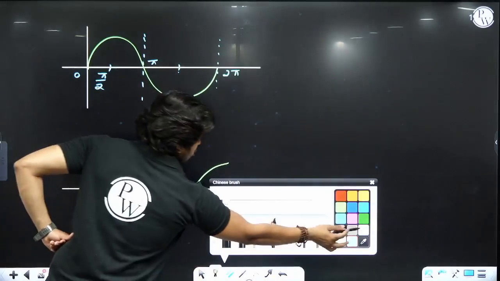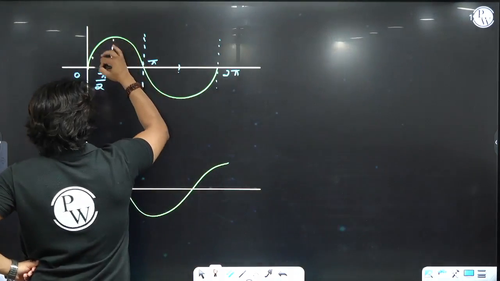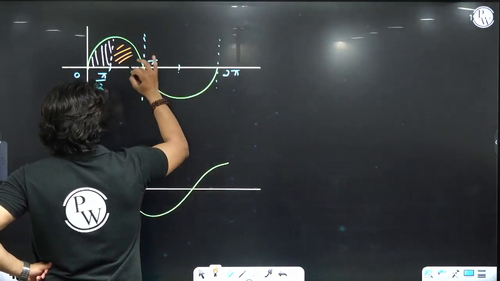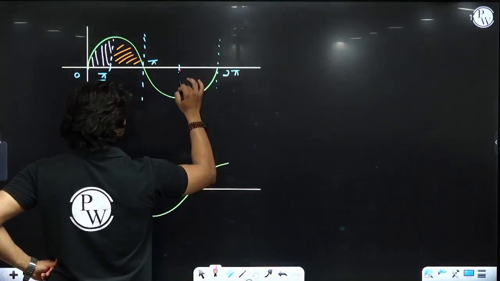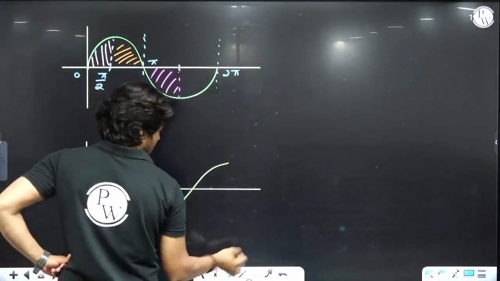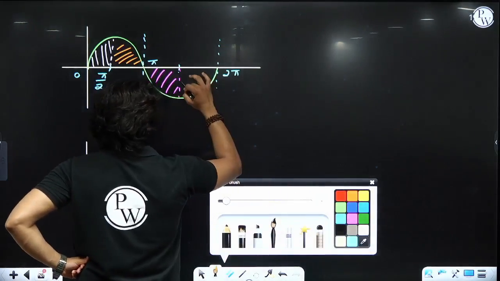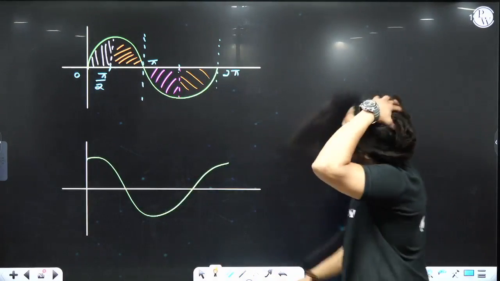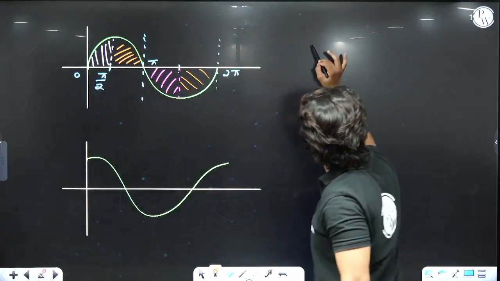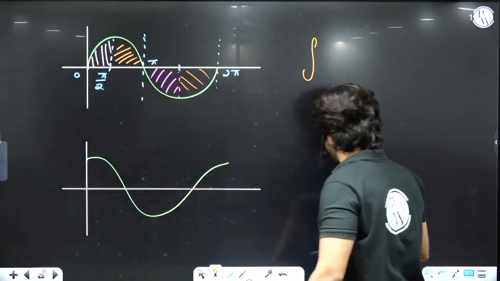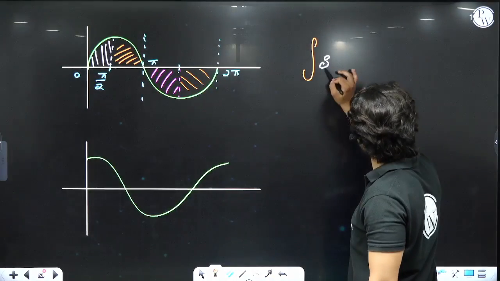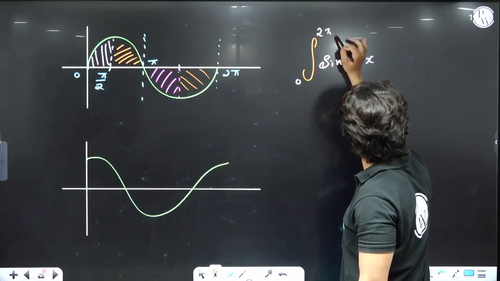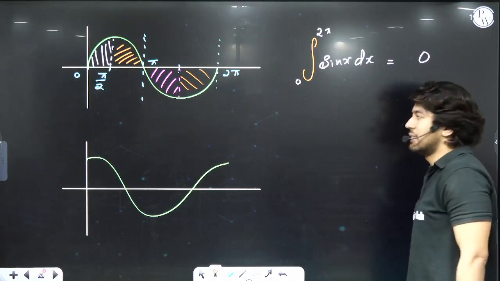So the total value of the sine function from 0 to 2 pi is going to be how much? The total value of the sine function from 0 to 2 pi is going to be 0. Why? Because the value that's in the positive sign equals the value in the negative sign. So integral of sin x dx from 0 to 2 pi is 0.